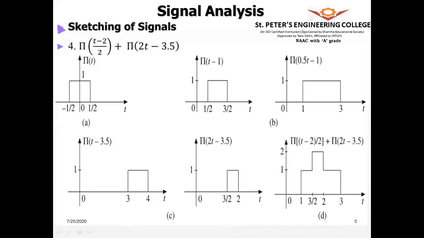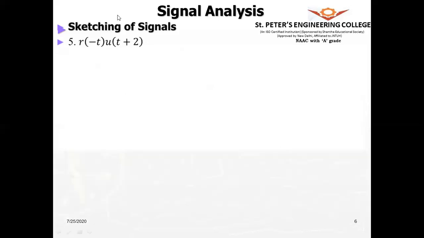So let us take another signal. We have seen r of t separately. We have seen the unit step signal separately. Now we are taking a product of the ramp signal and the unit step signal. And please recall that the integration of the unit step signal is the ramp signal, or the differentiation of the ramp signal is the unit step signal. So they are all related.